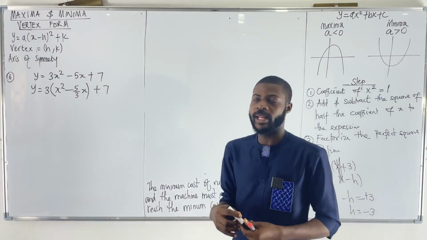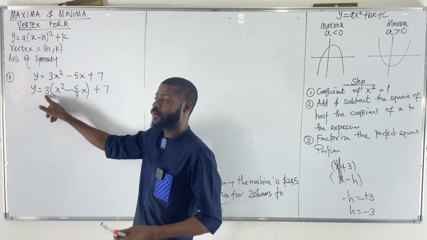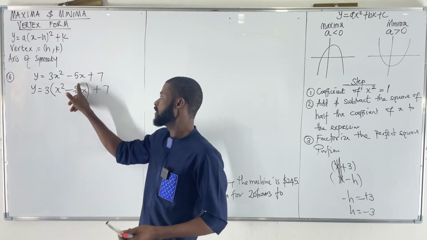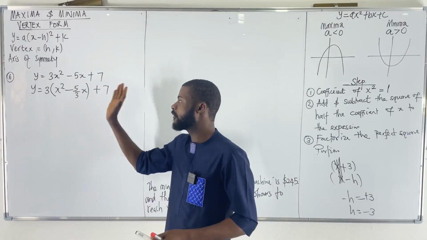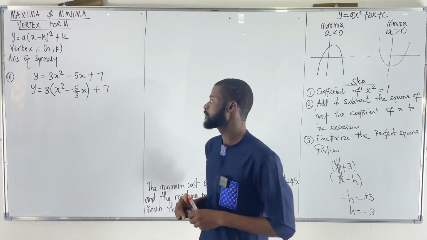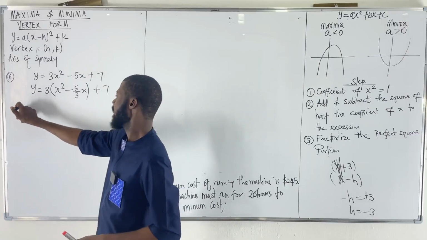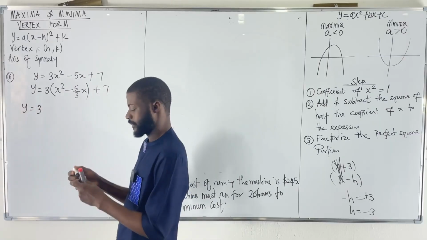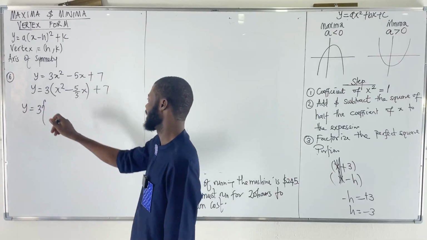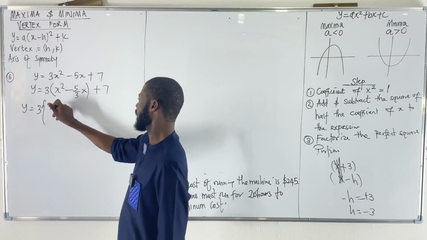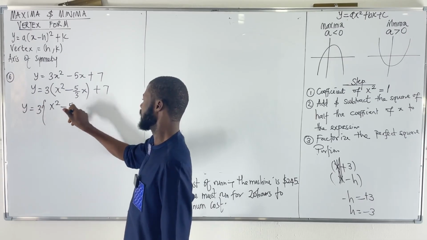Remember, in earlier problems, when we say this divided by this, there's always an answer. But in this case, since the answer is going to be a repeating decimal, just leave it as 5 over 3. Just leave it like that. So this will be y equal to 3, then open up curly brackets. So this is x squared minus 5 over 3x.